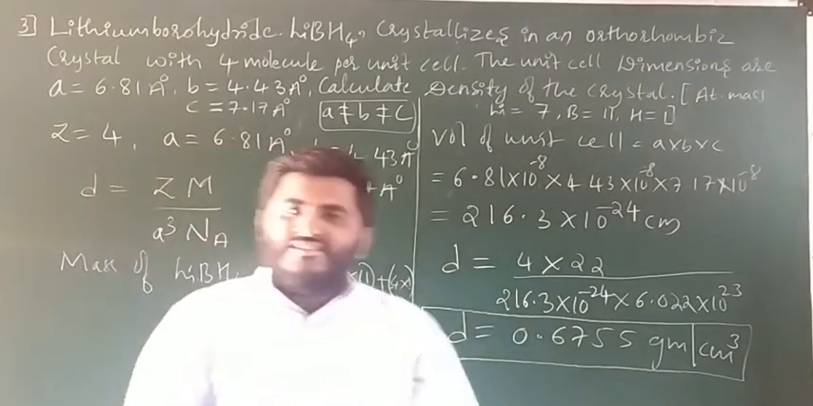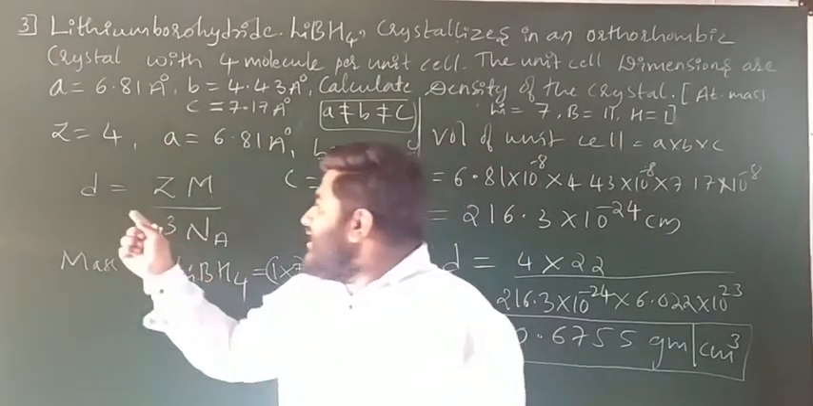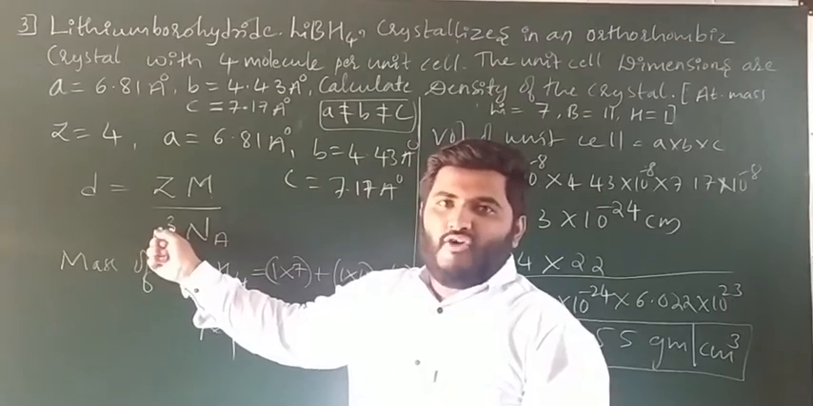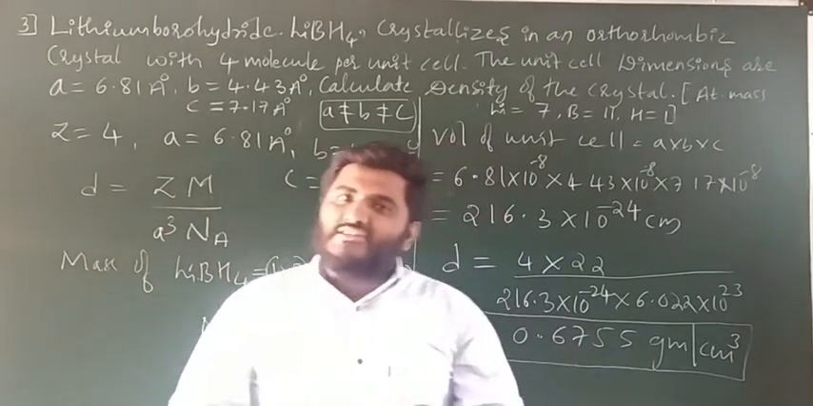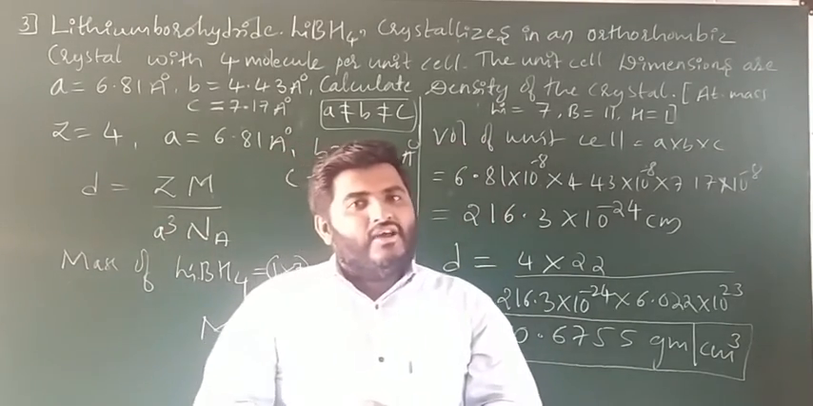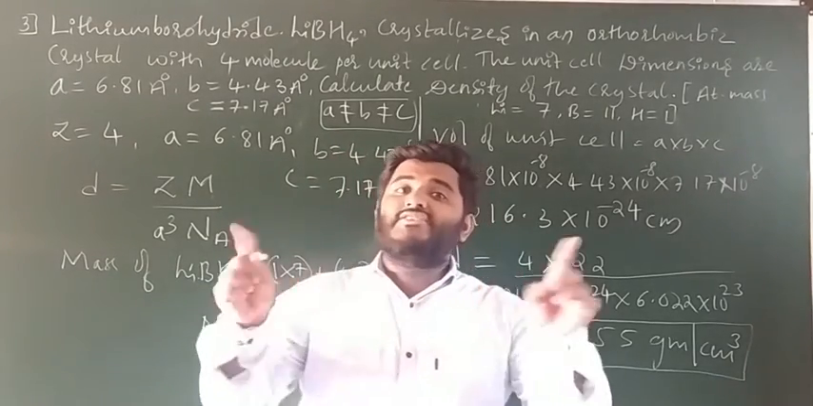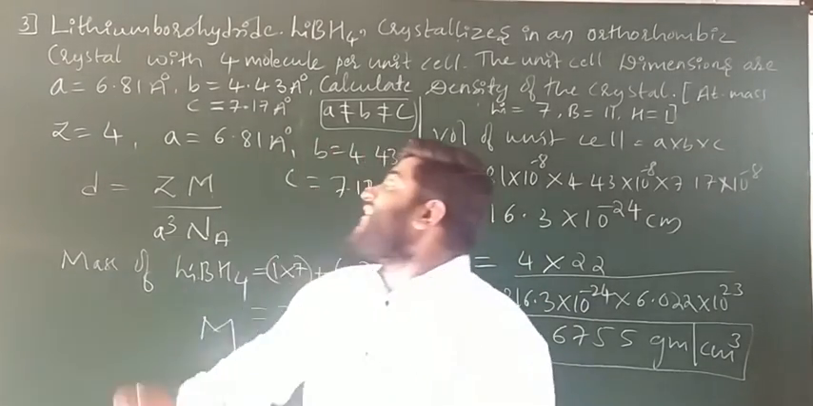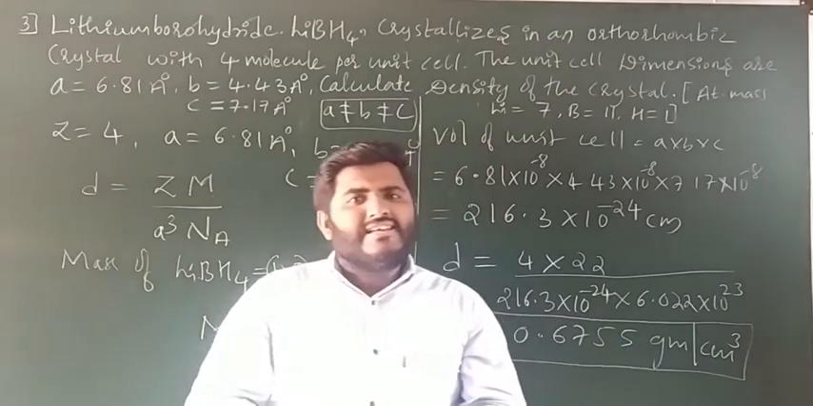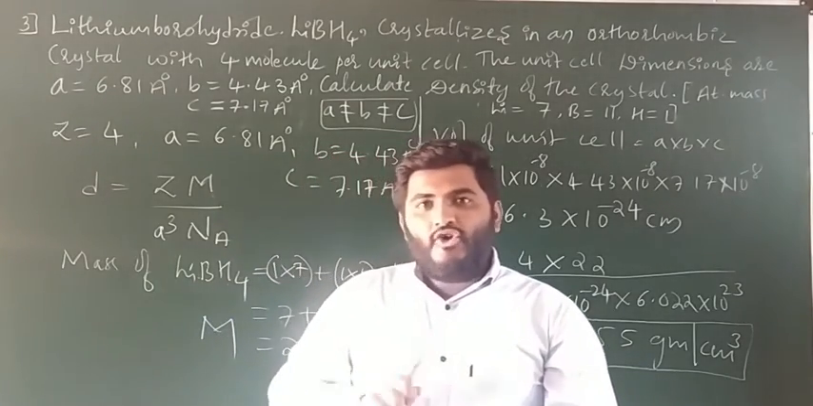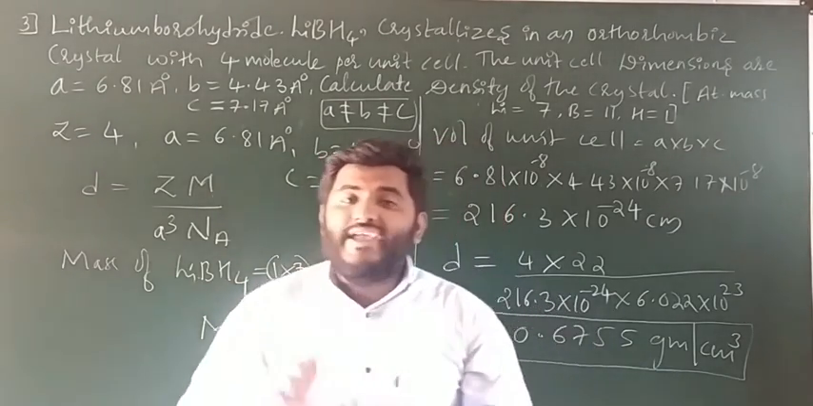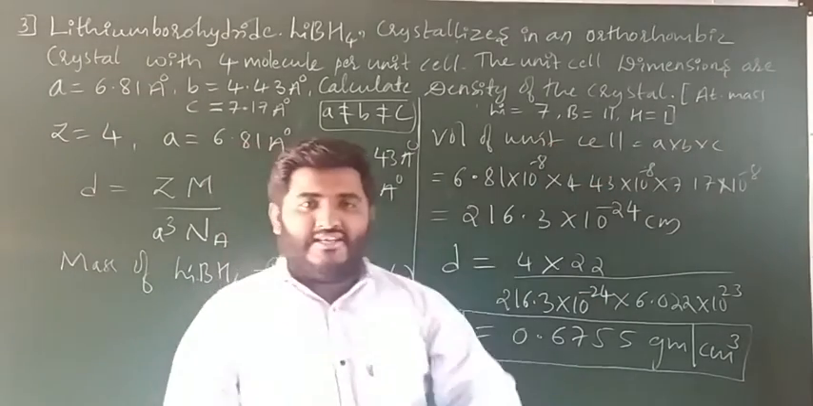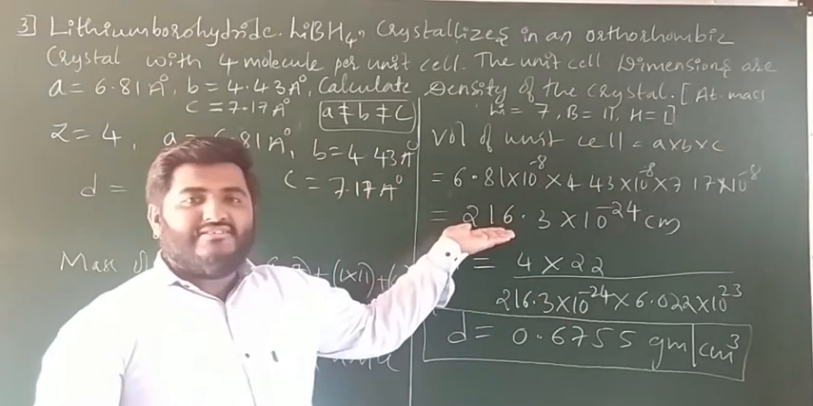I hope you got the points here. Only one thing is different here. In A cube we are putting the formula. What is A cube, guys? A cube is nothing but volume of the unit cell, when all the edges are same. But in orthorhombic, not all the edges are same. Then A cube can be replaced by A into B into C. That is the volume of the unit cell. How much we got? 216.3.